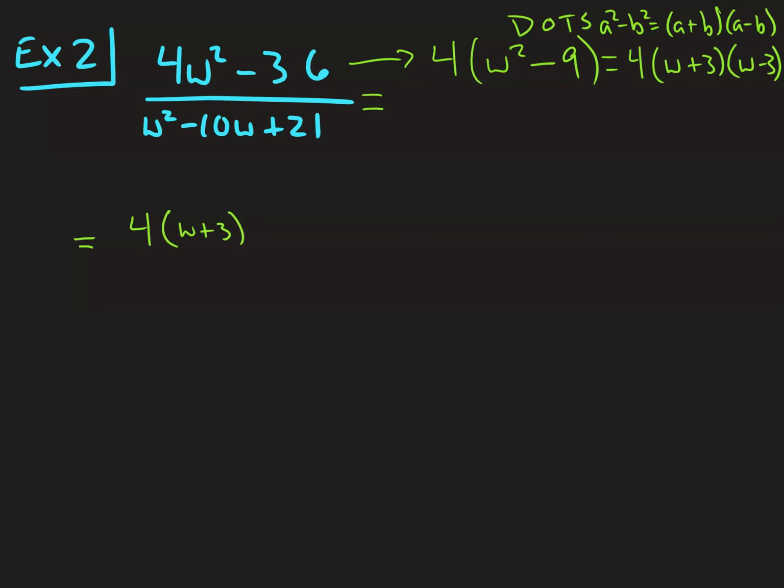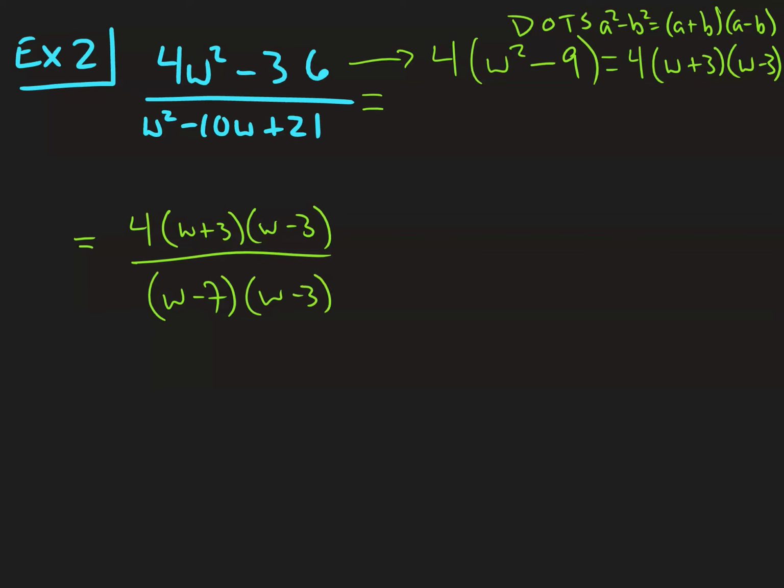Now let's factor the denominator. Our denominator is a pretty simple factoring. The factors of 21 that would add up to negative 10 are going to look like this. So we're going to have w minus 7 times w minus 3.